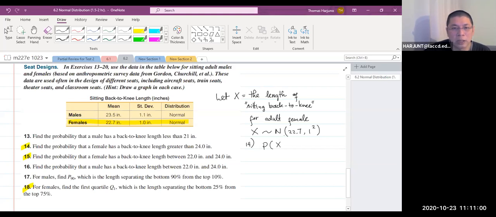Probability that X, that's the back to knee length, is greater than 24 inches. Okay, so in our normal distribution, this 24 is greater than the mean, which is 22.7, right? And you need the area to the right of that, greater than 24. Then the calculator notation will be normal CDF 24, E99, 22.7, 1.